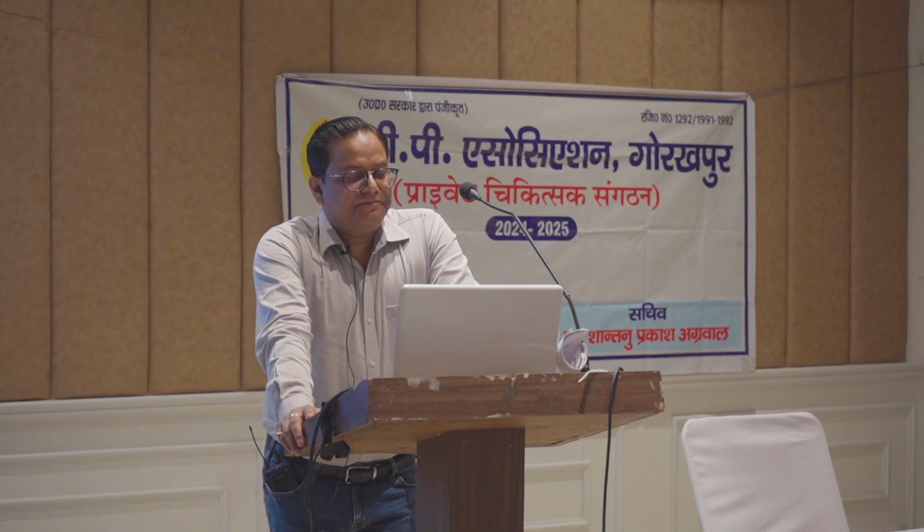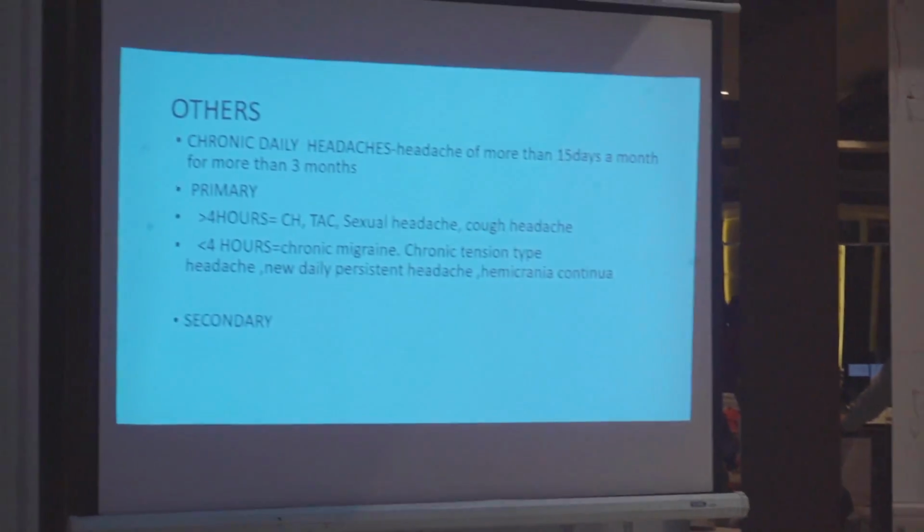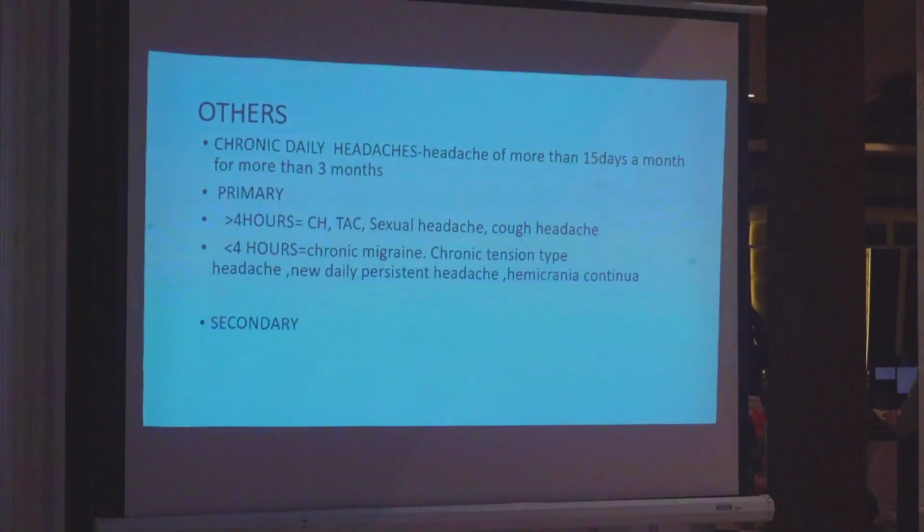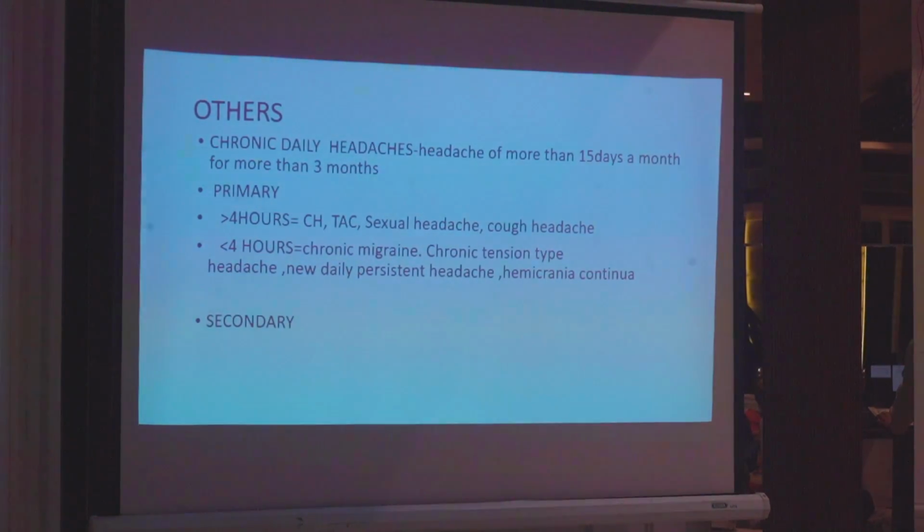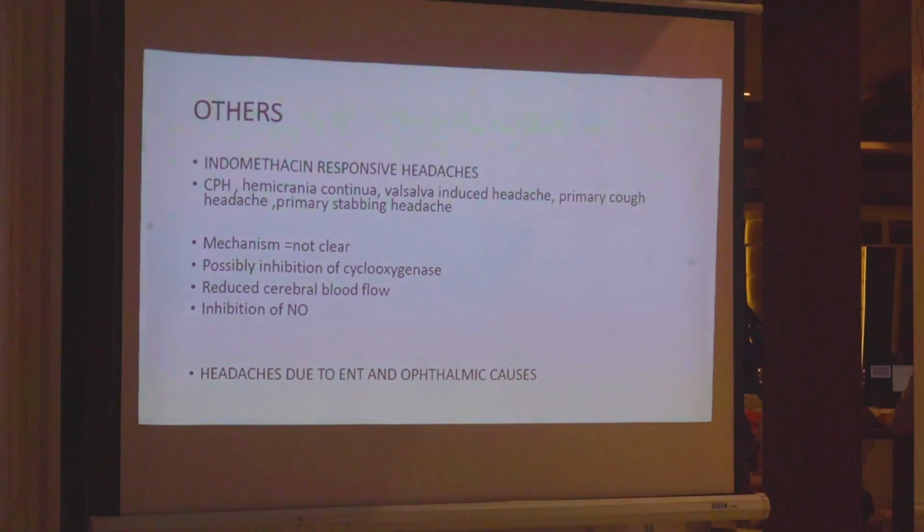If the headache lasts for more than 4 hours in a primary type, it is likely a trigeminal autonomic cephalgia or a sexual headache or a cough headache. Less than 4 hours, chronic migraine, chronic tension type headache, new persistent daily headache, and hemicrania continua. Apart from that, you have secondary headaches which have to be investigated, in which you have a treatable cause, you can treat them. Most of the primary headaches do not have a cause, and primary headache is one of the most common headaches. More than 90% of patients who present with headache have primary headaches.